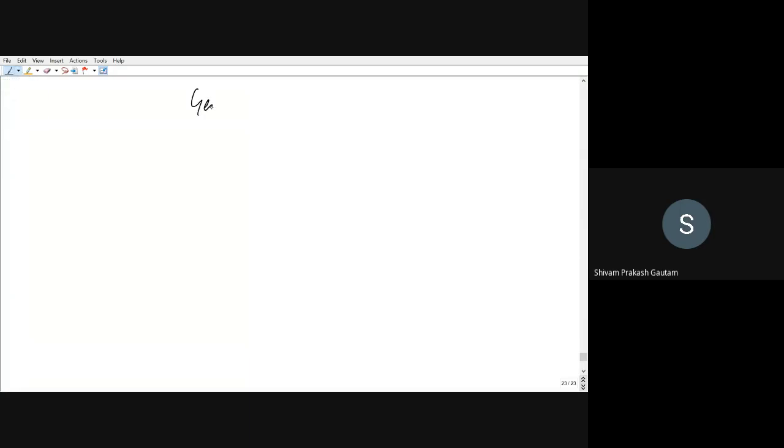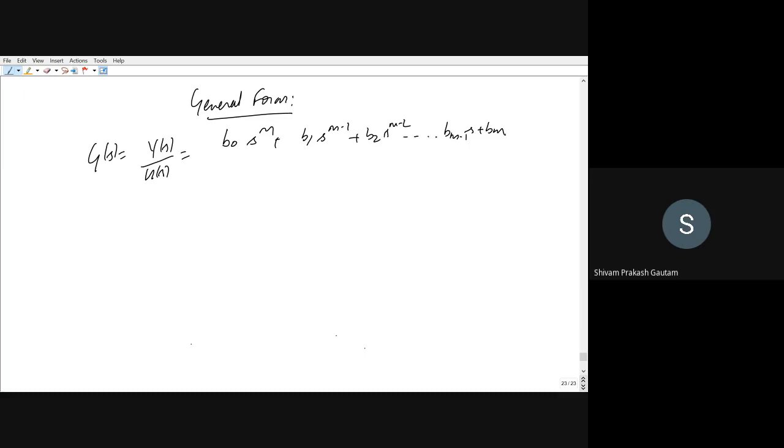So we will see the general form of transfer function. Let us consider G of s is given by Y of s upon U of s, equal to... I am writing a general equation. b0 s to the power m plus b1 s to the power m minus 1 plus b2 s to the power m minus 2 up to b(m minus 1) s plus bm, whole divided by a0 s to the power n plus a1 s to the power n minus 1 plus a2 s to the power n minus 2 up to a(n minus 1) s plus an.